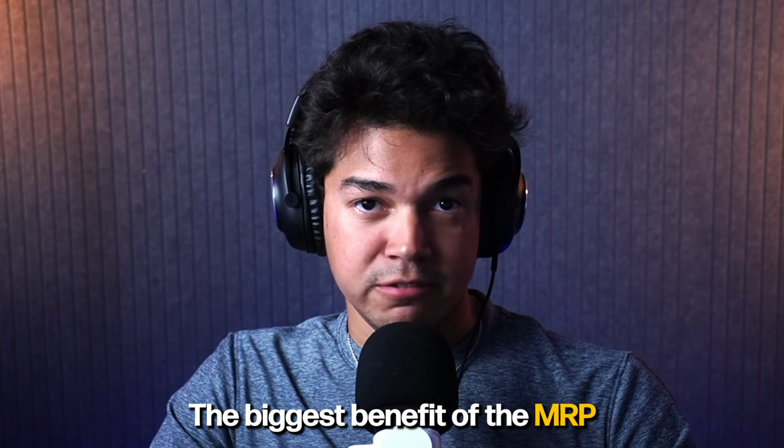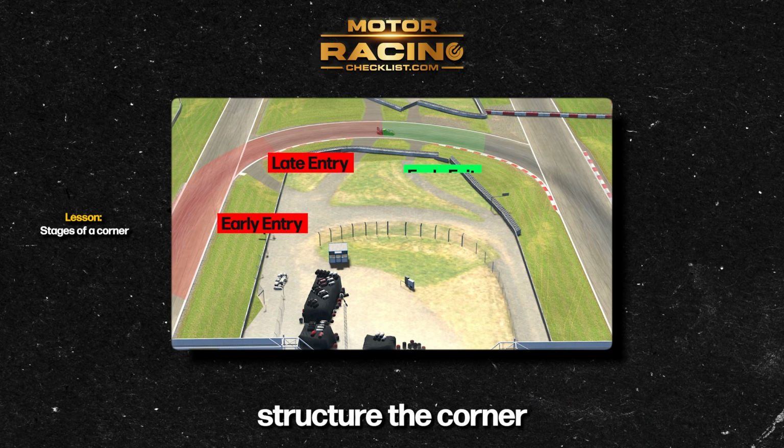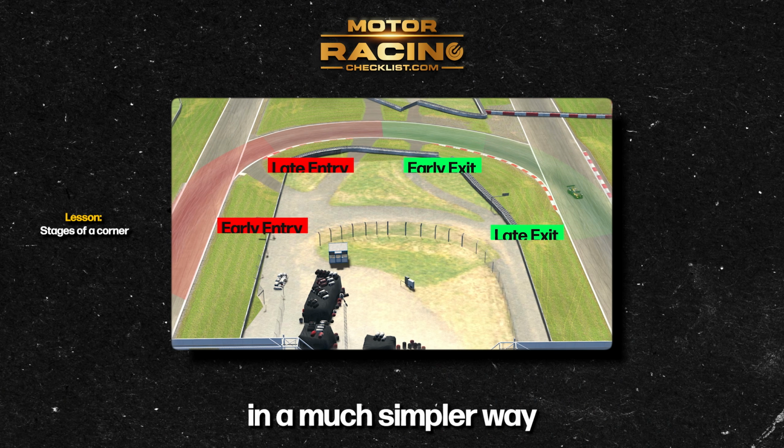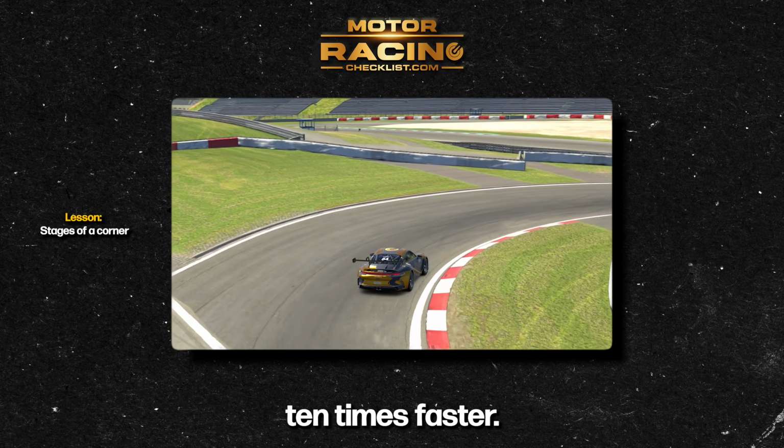The biggest benefit of the MRP is that it helps you structure the corner in a much simpler way that allows you to learn a track 10 times faster.